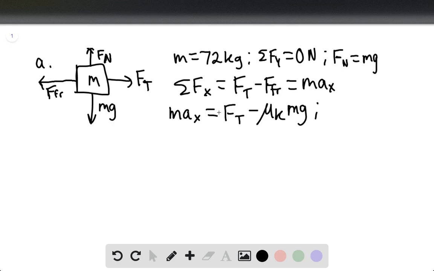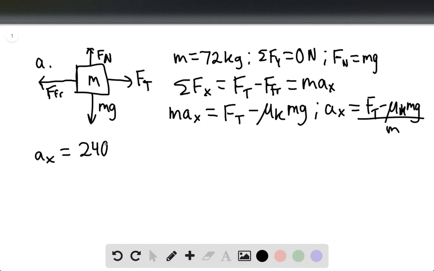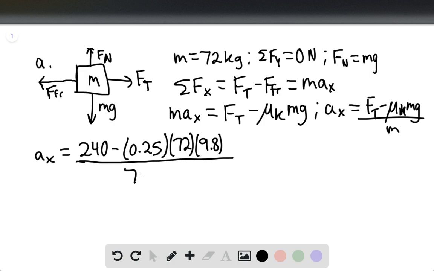And then we simply solve for a sub x. So a sub x equals force tension minus mu k mg, and then divided by the mass. So a sub x is going to be equal to 240 minus 0.25 times 72 times 9.8, all divided by the mass of 72. And we know that the acceleration is now 0.883 meters per second squared.